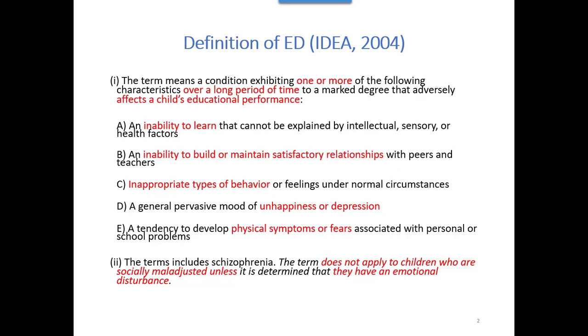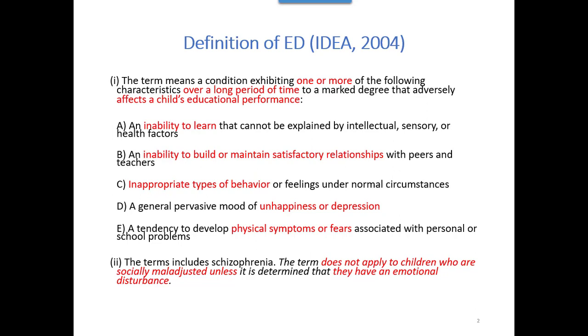But A, B, and C, I mean, it says one or more of these. It doesn't say that you have to have all 5 of these. So you can have one or more of these. Well, the first one is super vague. The second one is, you can have a hard time maintaining satisfactory relationships when you have conduct disorder and oppositional defiant disorder. Your inappropriate types of behavior, inappropriate could mean beating up another kid. So you see these things and you think, well, this could really be conduct disorder, oppositional defiant disorder, anxiety, depression, pretty much anything that is a diagnosis in the DSM that's not one of the ones already listed in the special ed law.